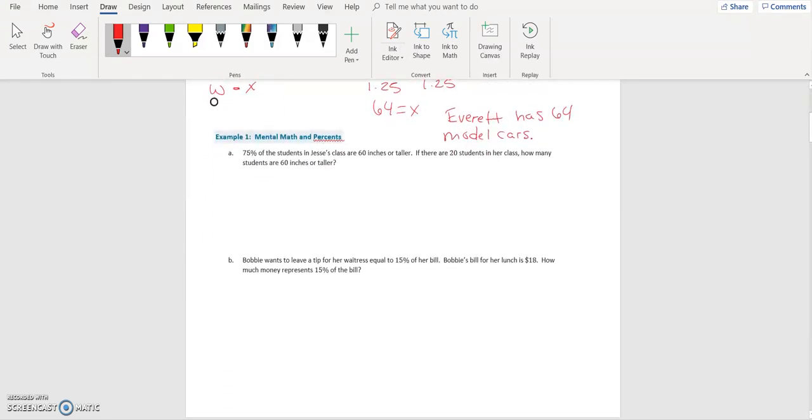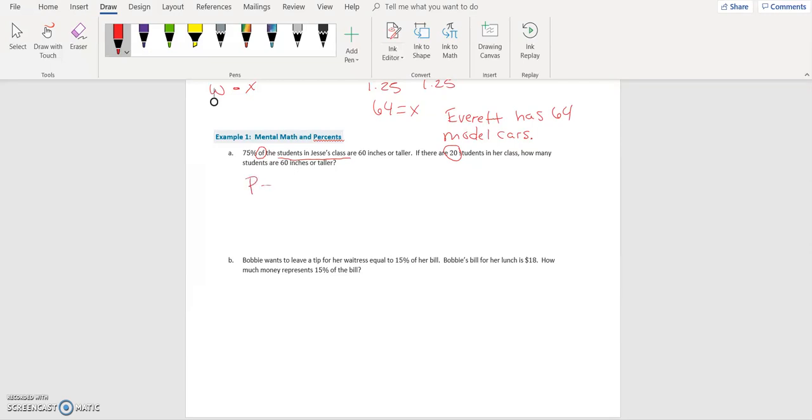Okay, example 1. 75% of the students in Jess's class are 60 inches or taller. If there are 20 students in her class, how many students are 60 inches or taller? So we don't have the word is, but we do have this word of. So 75% of. That means we're multiplying 75% times the number of students in her class. And it does give us that information. It says there are 20 students in her class.